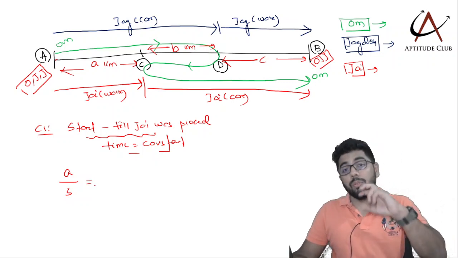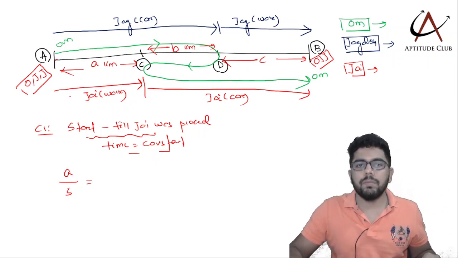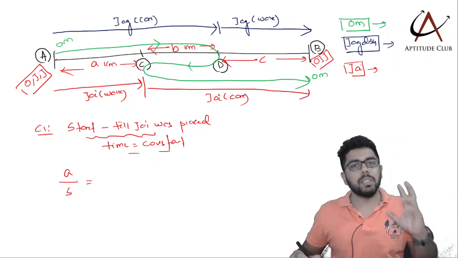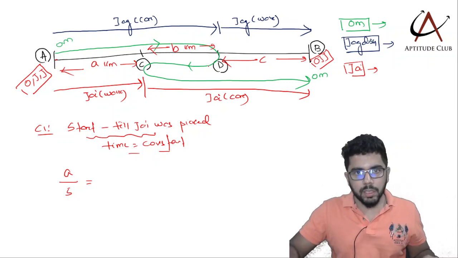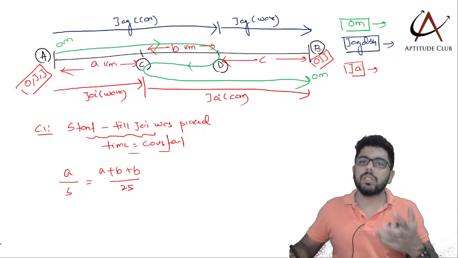What is the distance that Om traveled? Om traveled a and then b, and then from this point he came back b. So a plus b and again coming back b. How much did Om travel? So a plus b and then he comes back b. So a plus b at a speed of 25 because he was constantly in car.